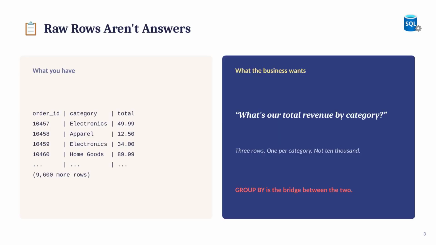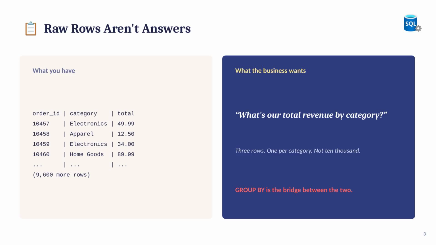Let's start with the actual problem GROUP BY solves. Imagine you have an orders table with 10,000 rows, each one an order ID, a category, and a total. That's what you have. What the business actually wants is much smaller. Total revenue by category, maybe 5 rows, one per category, not 10,000. GROUP BY is the bridge between those two things.